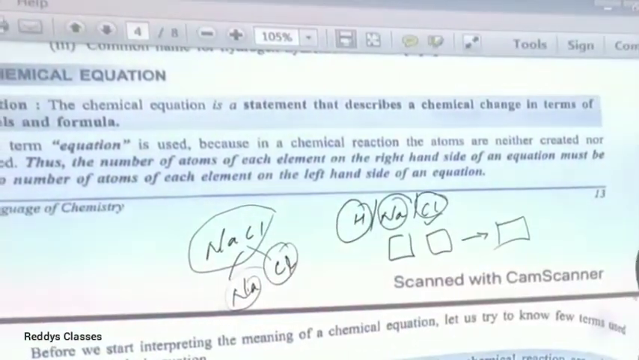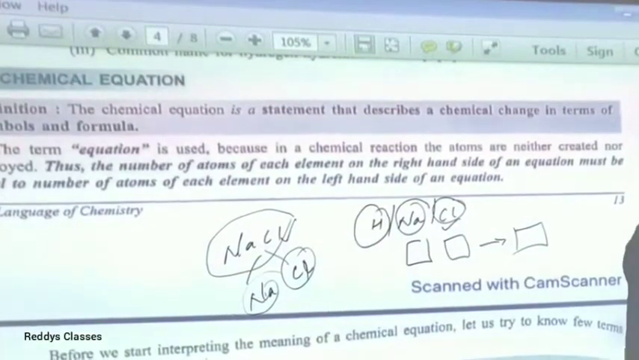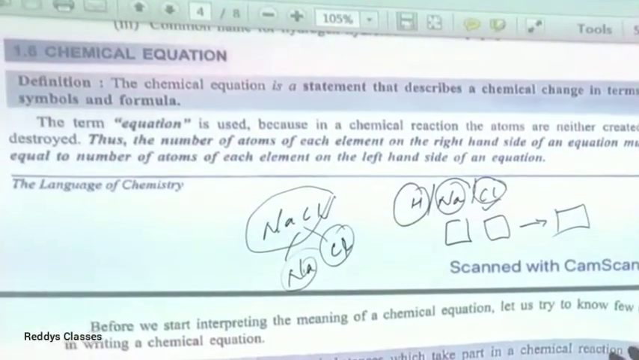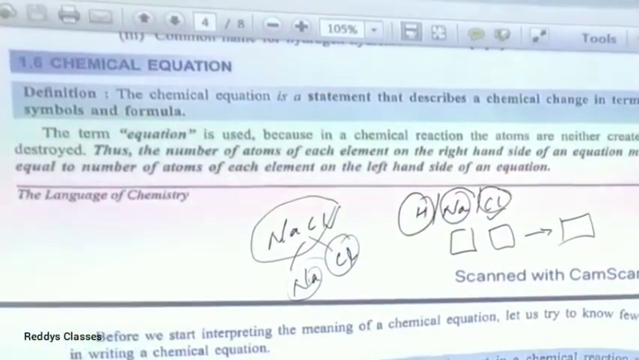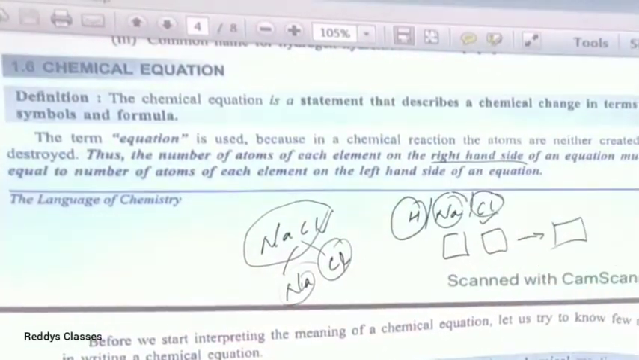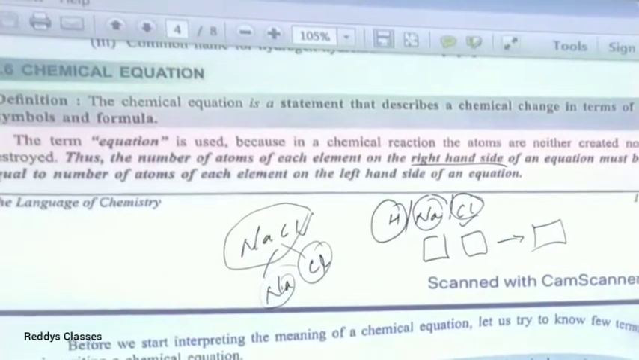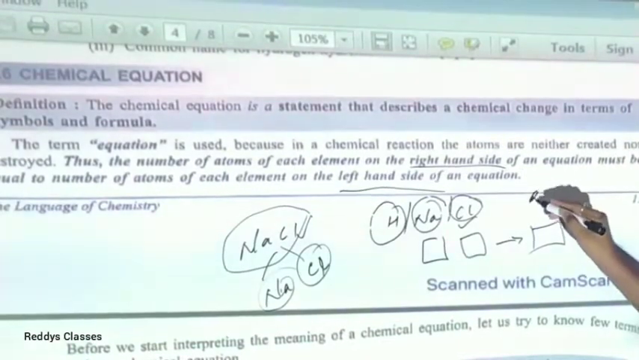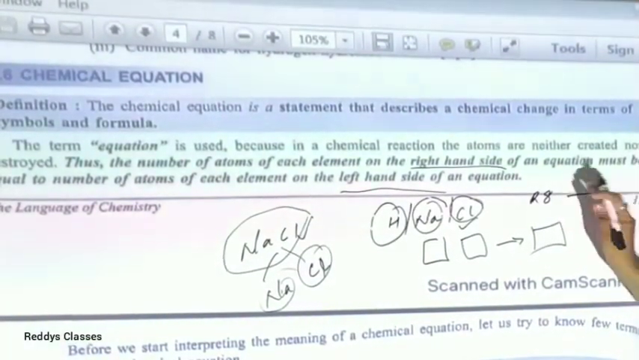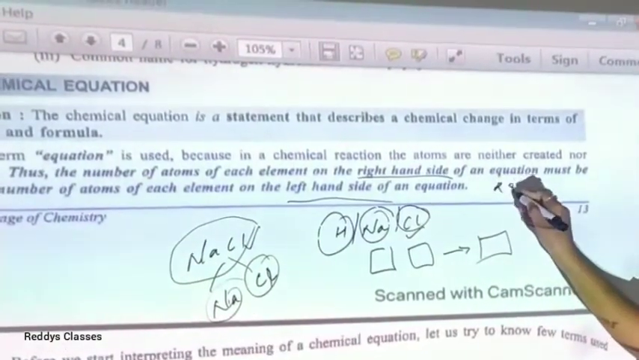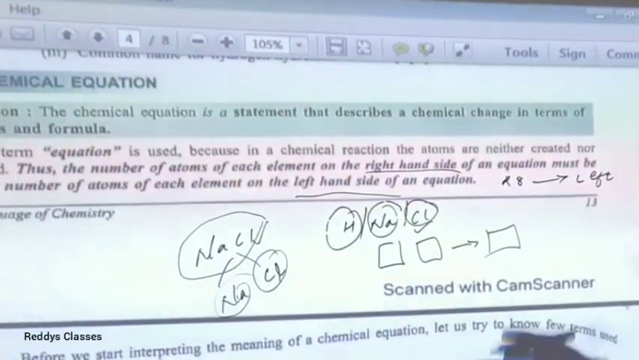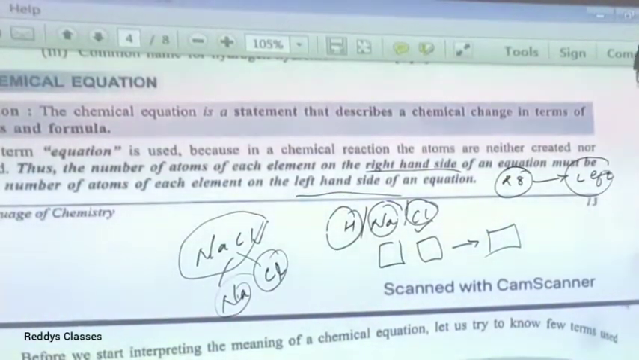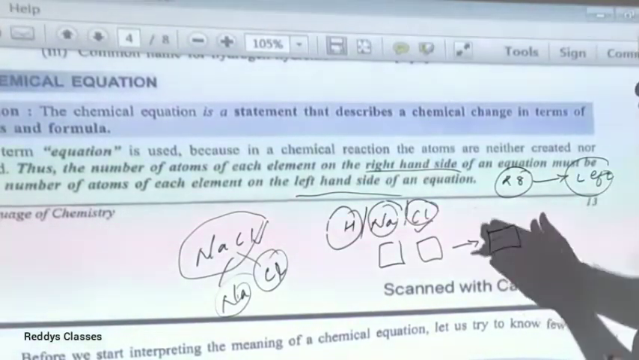These work as reactants and this formation is known as the product. I will tell you what we mean by reactant and product, but let me complete the term equation. The number of atoms of each element on the right hand side of an equation must be equal to the number of atoms of each element on the left hand side. We will get to know what is on the right side, what is on the left side, where reactants are placed and where products are placed.